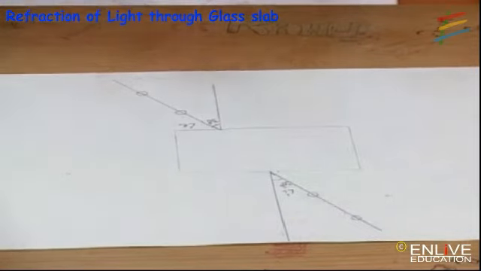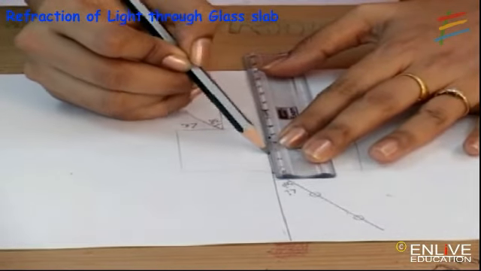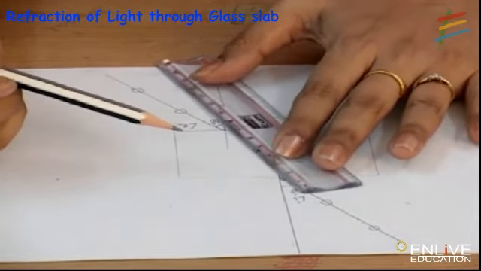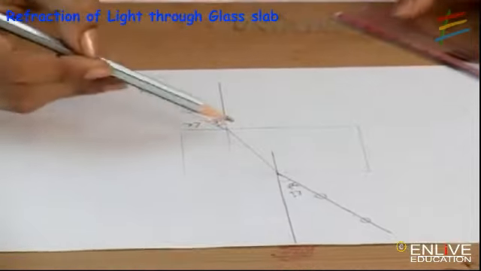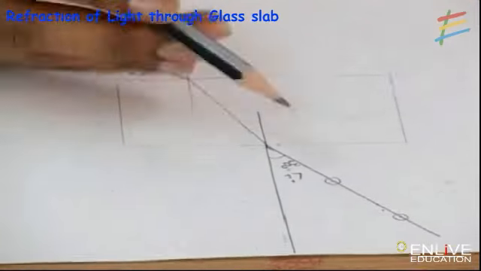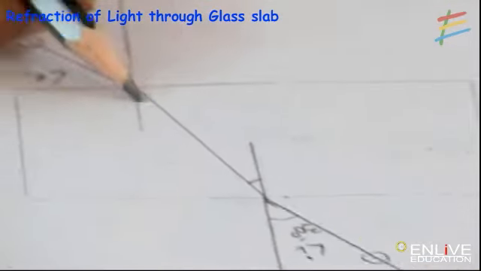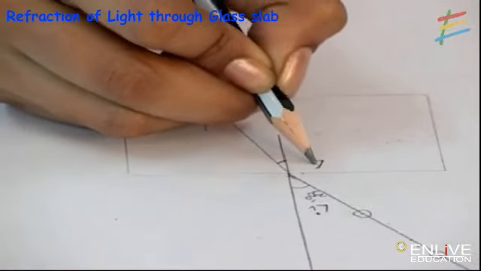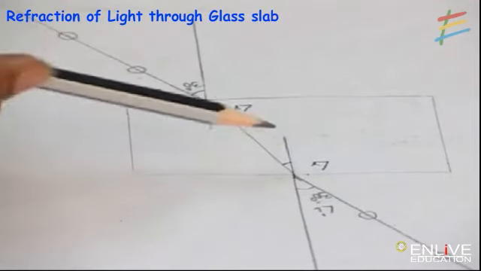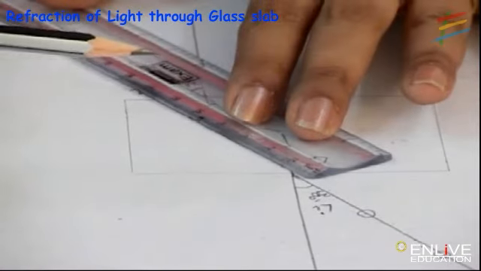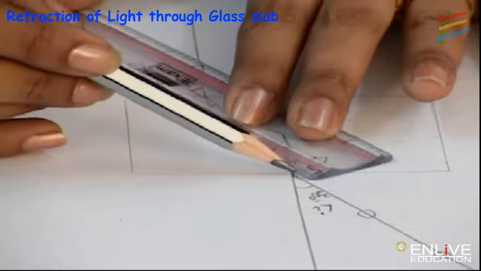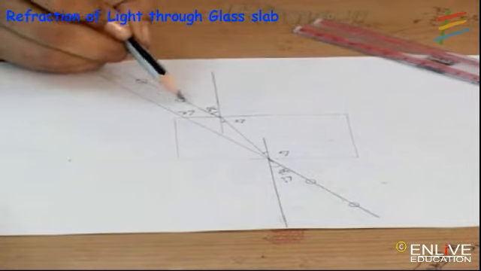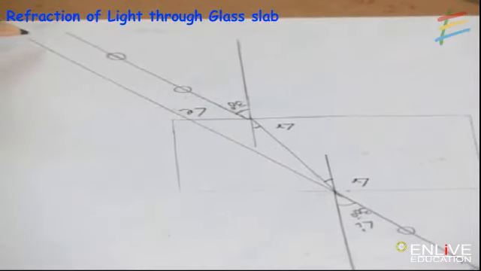Now, if we extend the normal here and I join the two lines, I see that I get a bent line. This is the angle of refraction that is formed, and you can mark it as angle R. If we further extend the line of incidence, we get a parallel line of emergence and a parallel line of the incident ray.